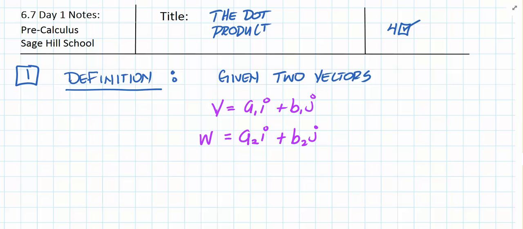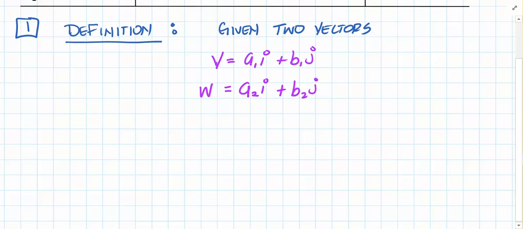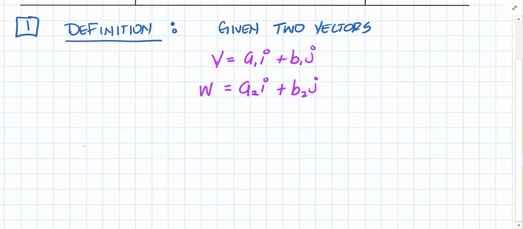All right, so the dot product here comes from having two vectors, which we defined as v and w: v is a1i plus b1j, and w is a2i plus b2j. The way that we represent the dot product is with a pretty big dot. So v dot w, the way we say it, is v dot w.